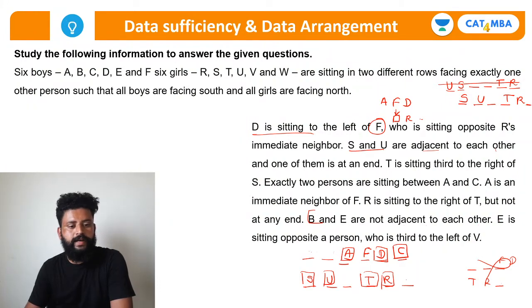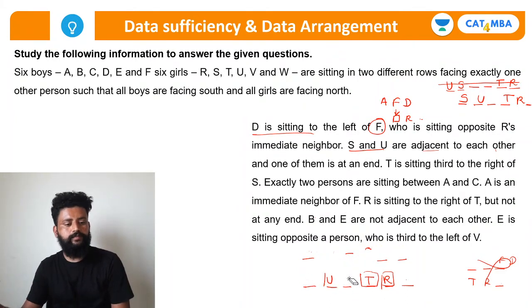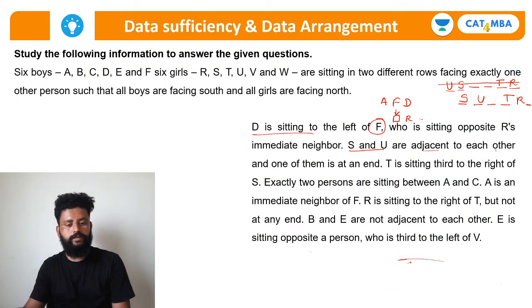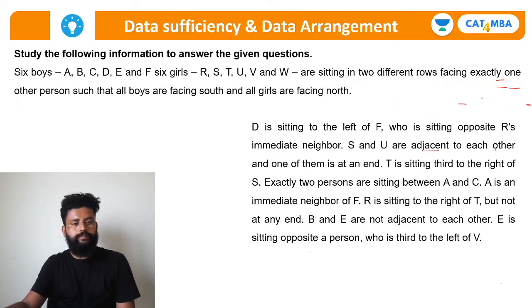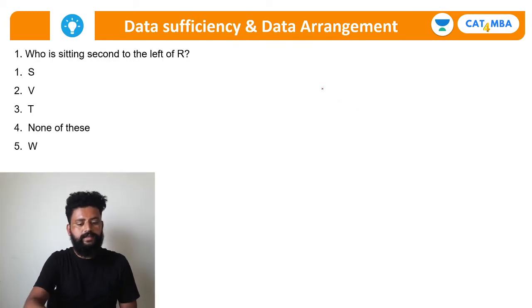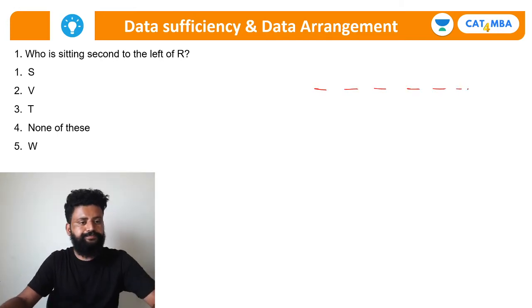But B and E are not adjacent to each other. A is sitting opposite to a person. So the problem is B and E are adjacent. So let's quickly try one more possibility. What can be the other possibility? Let's try it. Okay. The one thing is for sure, I'll write here: 1, 2, 3, 4, 5, 6.